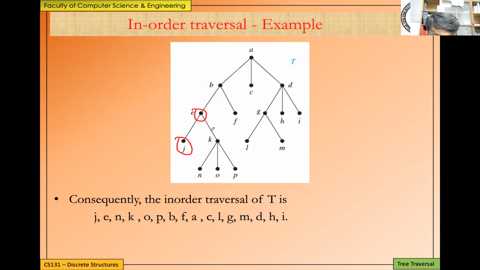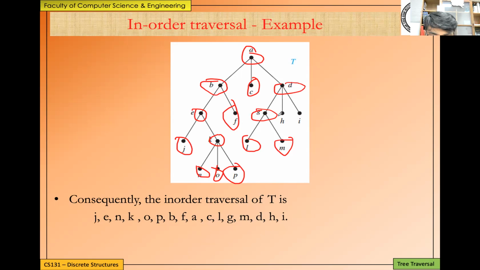So J, E, N, K, O, P. Then it goes back, prints B, then F, goes back, prints A, C, and after C, it goes to the left, prints L, G, M, D, H, and I.